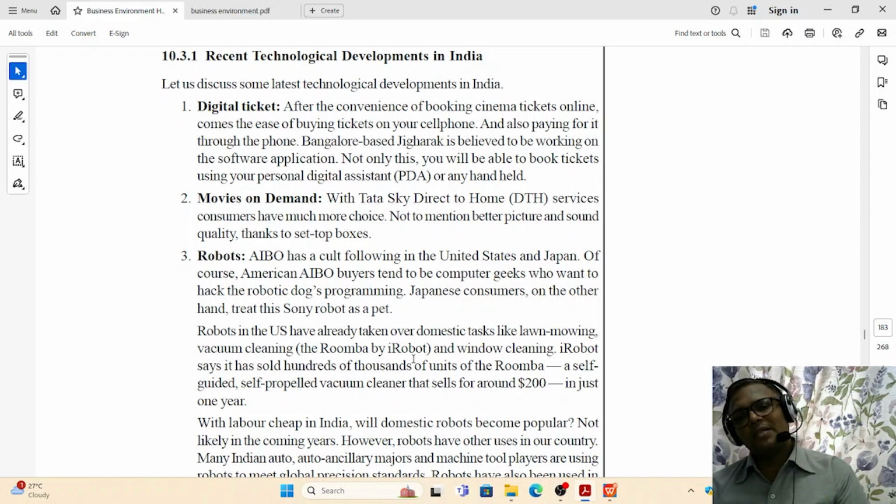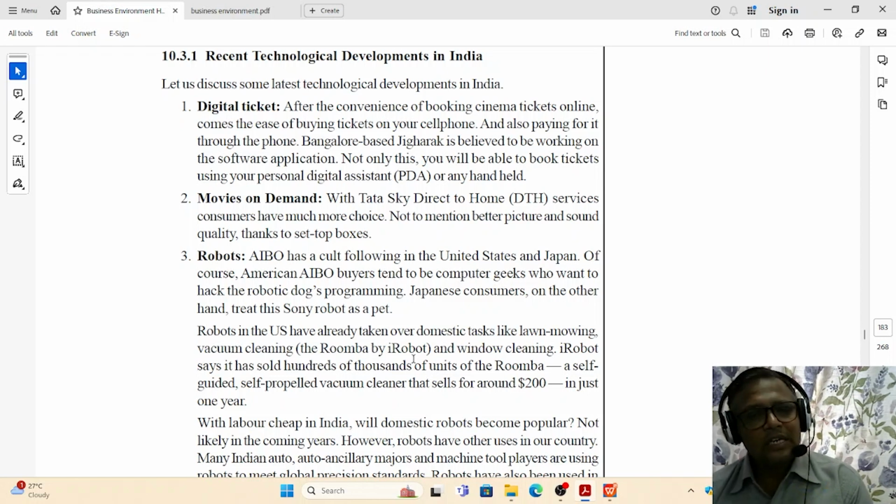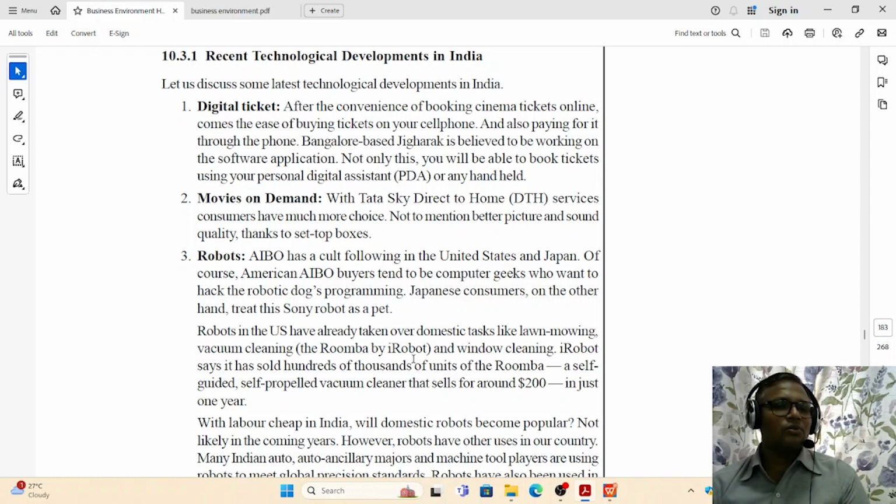For example, Tata Sky Direct to Home or Amazon or Netflix or Jio Cinemas, anyone. They have the DTH services which provide consumers with much more choice, not to mention better picture and sound quality, but also thanks to the various advanced setup boxes.